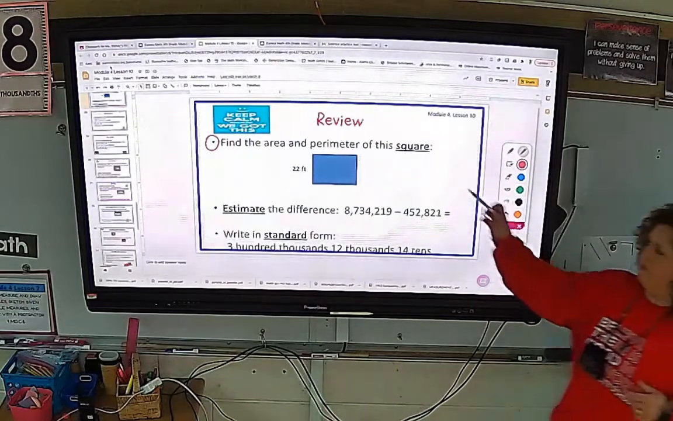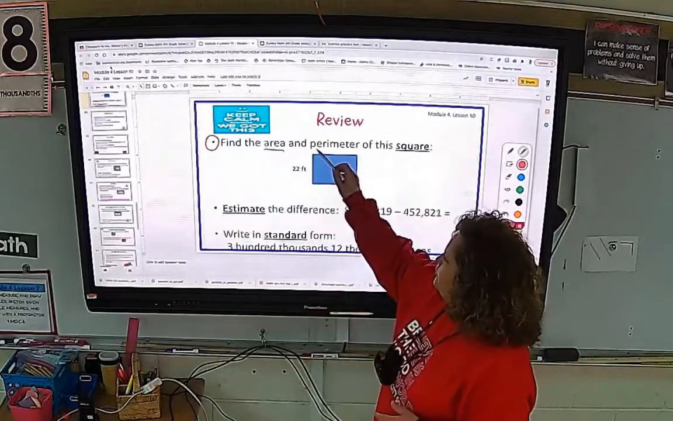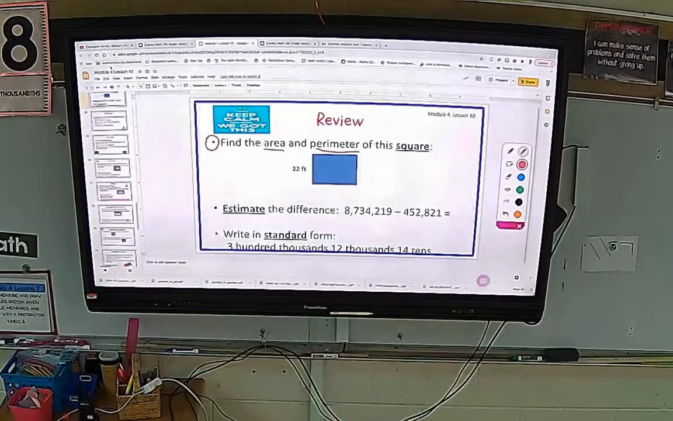So this is two different problems right here. You're finding the area, and then you're finding the perimeter. So think about it. Do what you can do, and then we'll talk about it just for a second. I want to see what you remember. Let's see what you remember.